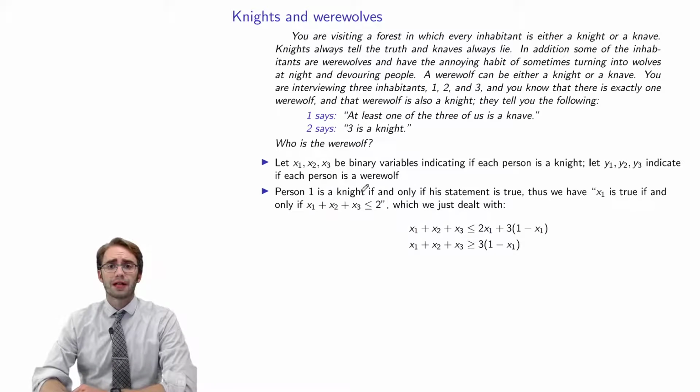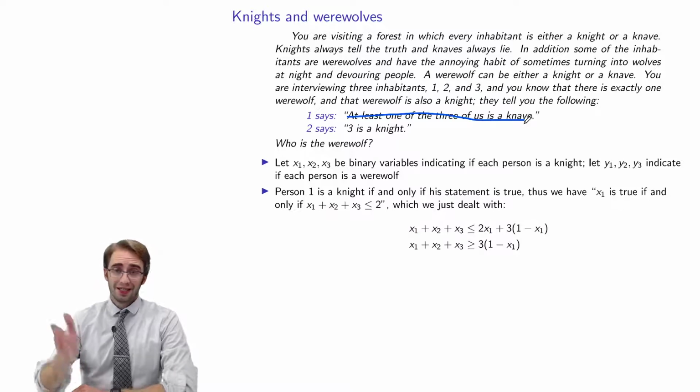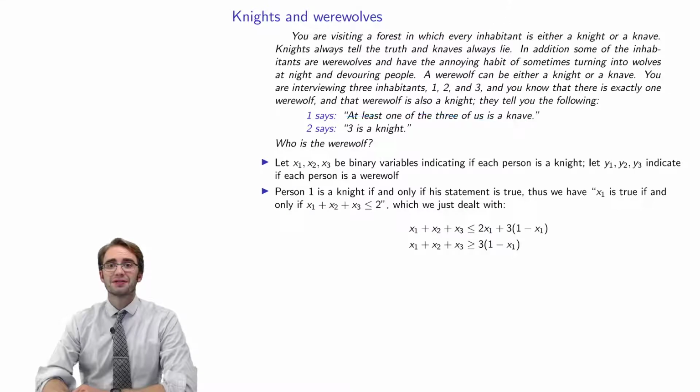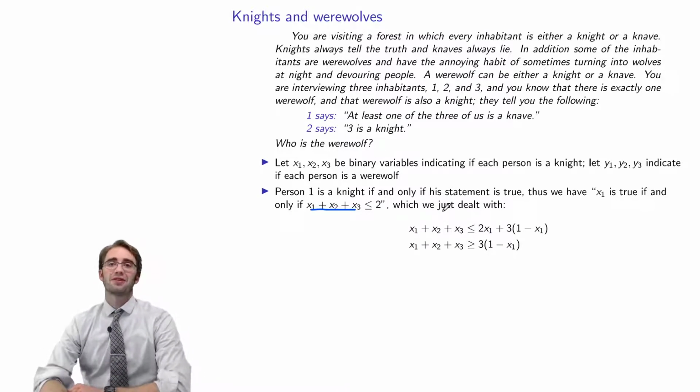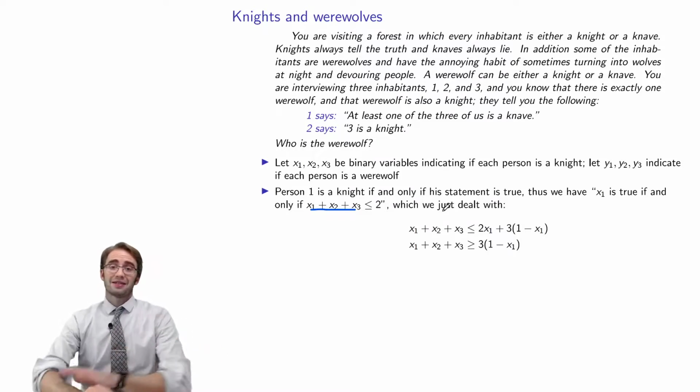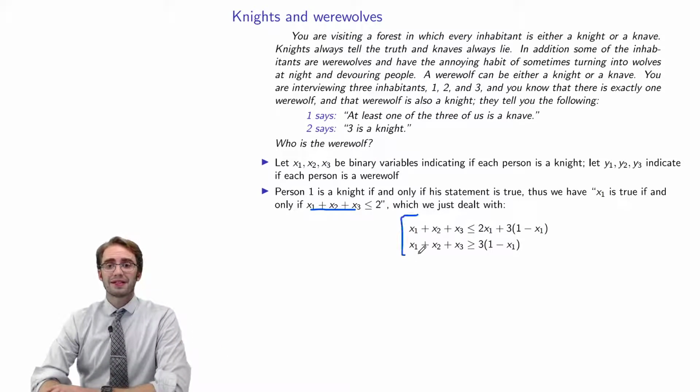Having set those variables up, we're just going to look at each expression and work out what it evaluates to. Person 1 is a knight if and only if their statement is true, right? Person 1 is a knight, x1 is equal to 1, if and only if this condition here holds. So what does this condition say? x1 is true if and only if the sum of the x's is less than or equal to 2. We just dealt with this kind of condition, we did this on a slide a moment ago, and you get this system here.